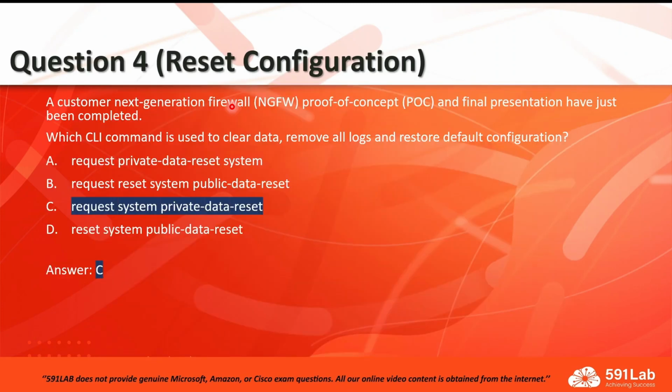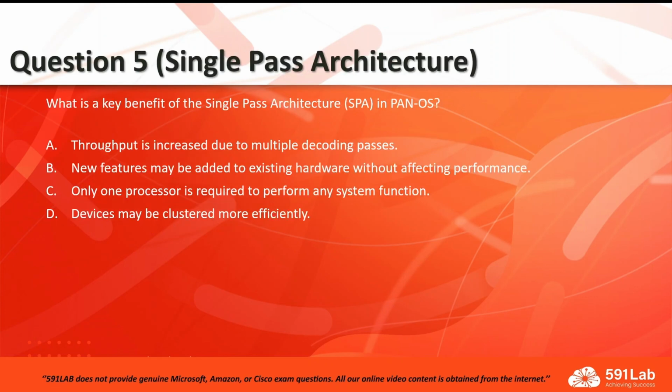From the explanation before, now we can choose the answer for this question. That is C, request system private data reset. Let's go to question number 5. This question is about Palo Alto Networks single pass architecture. The question is: what is a key benefit of the single pass architecture or SPA in PAN-OS?